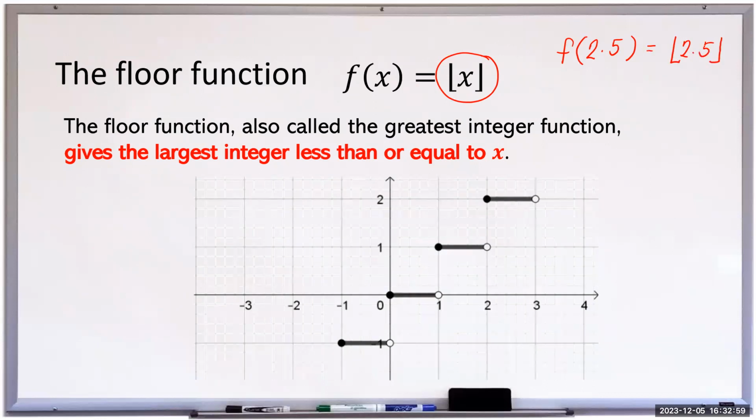So what is the floor function for 2.5? It says that the output should be the largest integer less than or equal to x. So the largest integer less than or equal to 2.5 is equal to 2. So essentially that is your floor function. And if we try to graph your floor function, it looks like this one. In other textbooks, it is also called the step function.